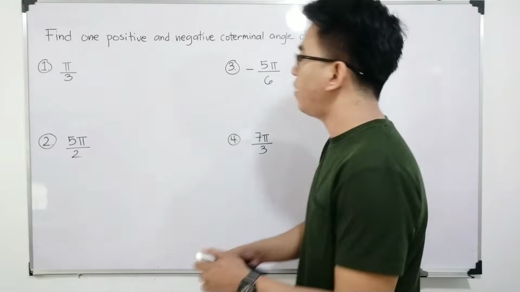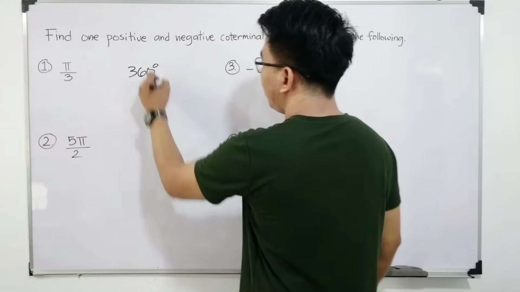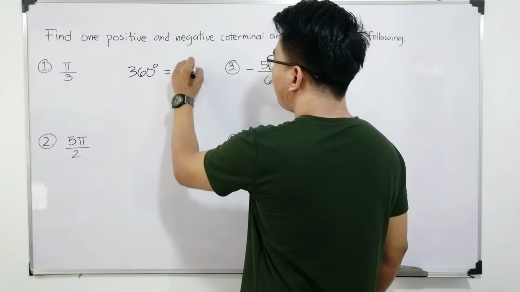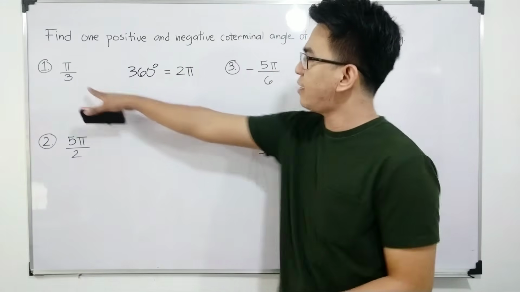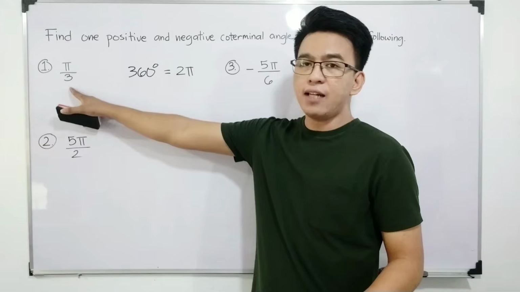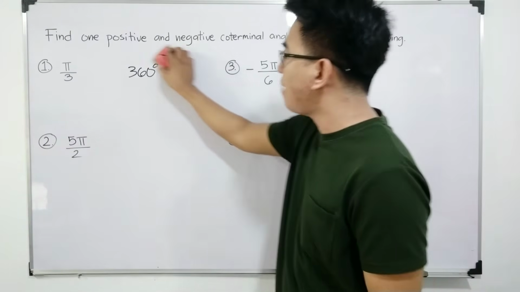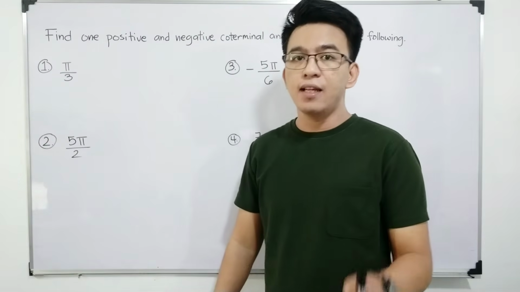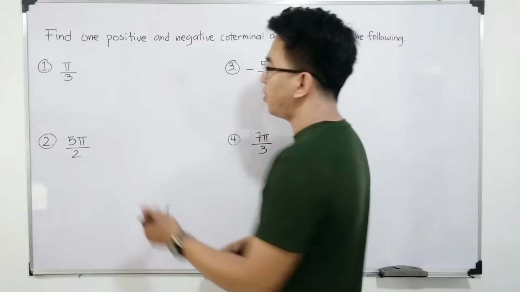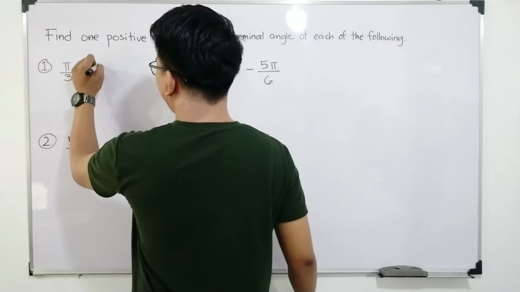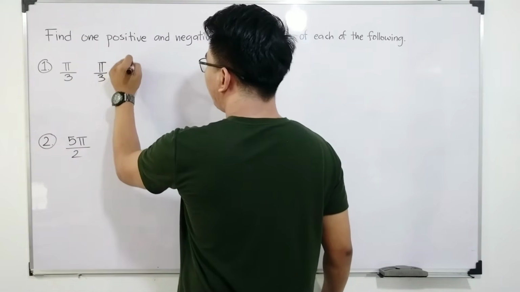Remember that in unit circle, yung value ng ating 360 degrees is equal to 2 pi. Ibig sabihin, isang buong revolution. Okay? So dito, since yung ating angle is expressed in radian measure, ang gagawin natin dito is we will simply add or subtract 2 pi para makuha natin yung positive and negative coterminal angles. So let's start with the first one. We have pi over 3 plus 2 pi.